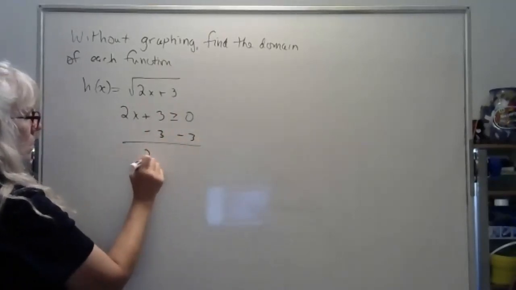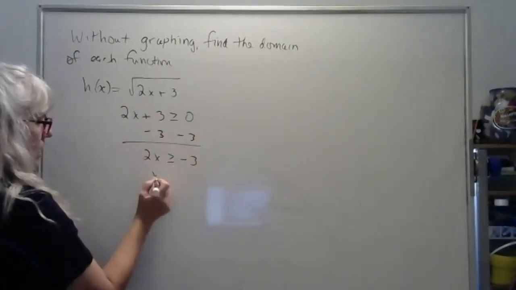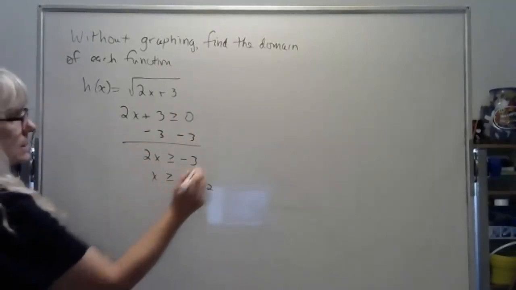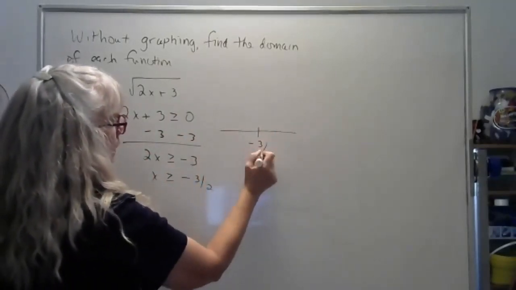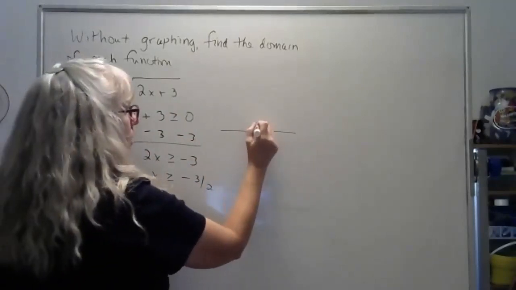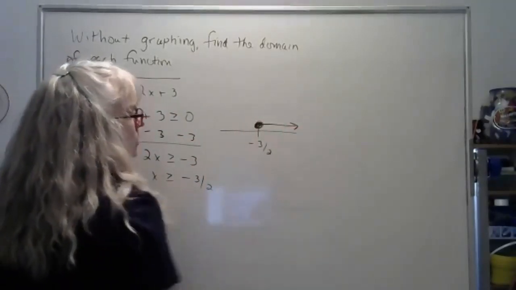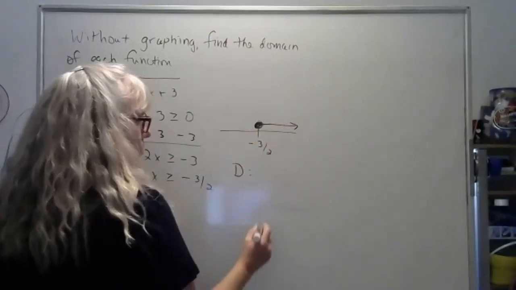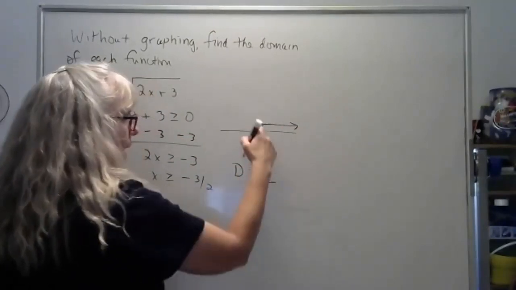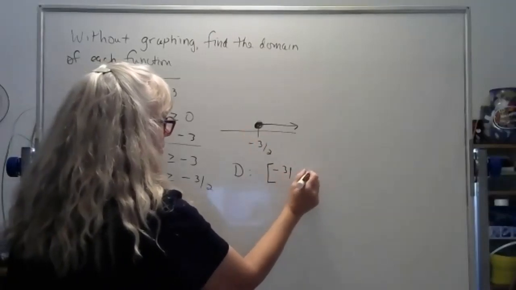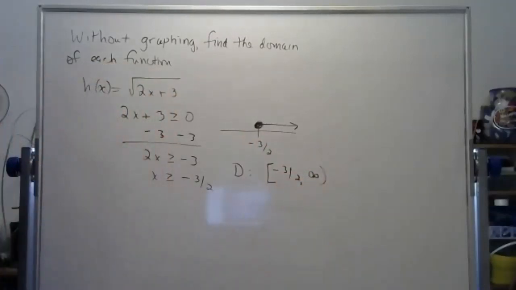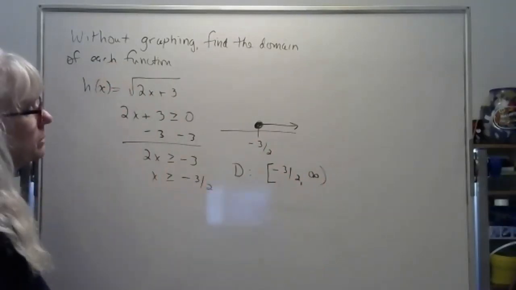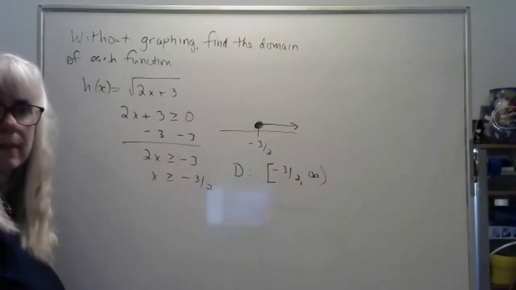We'll move our 3. 2x is greater than or equal to negative 3. And then we'll divide by 2. So x is greater than or equal to negative 3 halves. So what we're saying is that on a number line, if here's negative 3 halves, we're going to have a closed circle, and we're going to go to the right. So it looks something like that. But again, because it's a domain, we're going to write it in terms of interval notation. So the bracket for the closed circle, we're going to start at negative 3 halves and go off towards infinity. So anytime you have an even root, then that's your domain. Comments or questions about that?